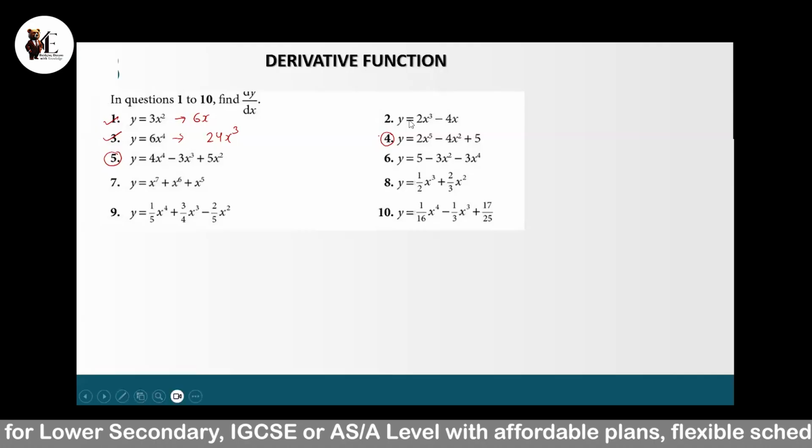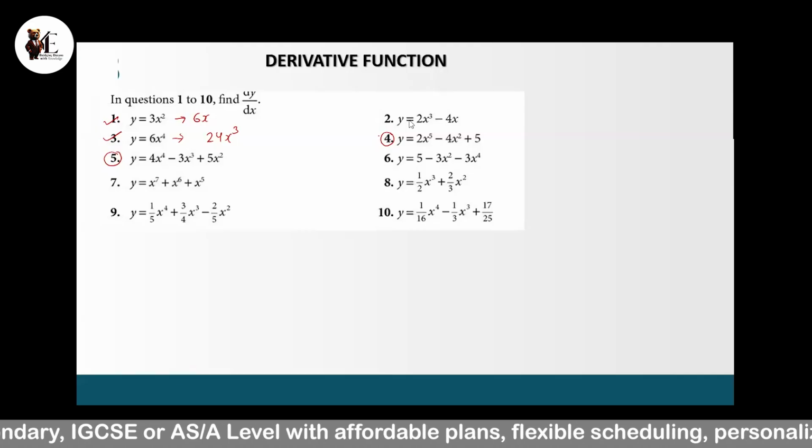Okay. Now try question number 4 and 5. Okay.